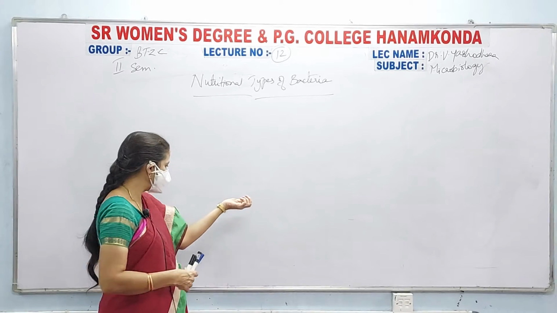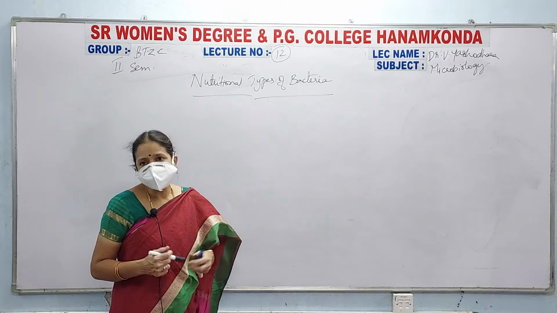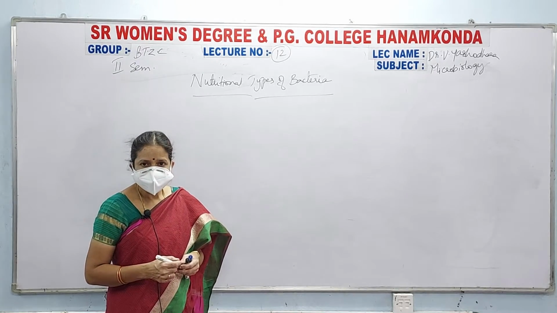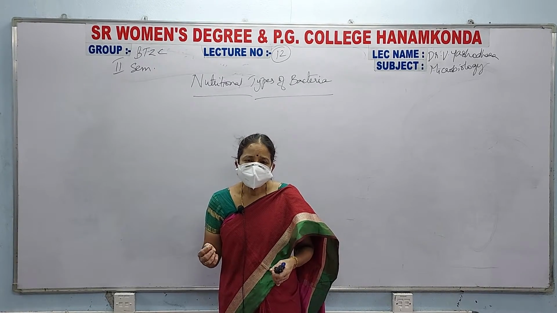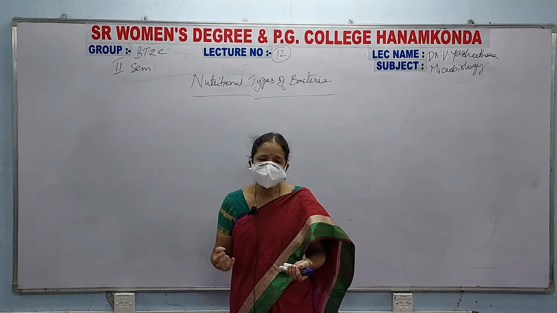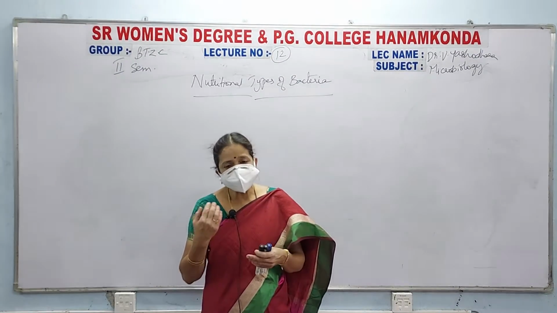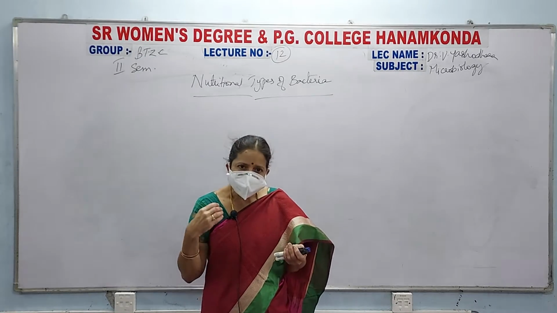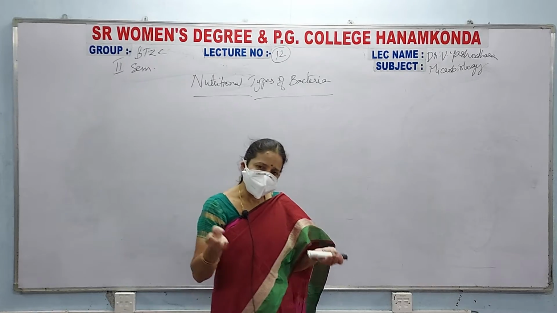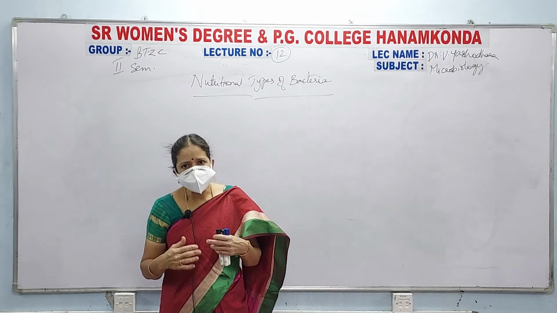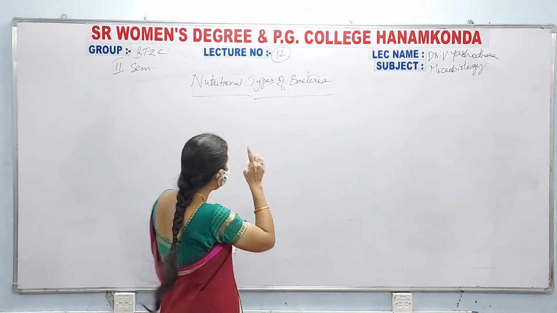What are nutritional types of bacteria? See here, the bacteria which feed on nutrition. It requires organic nutrients, inorganic nutrients. From where can it synthesize? It can synthesize on its own. Some bacteria can synthesize the food on their own. Some are dependent on other microorganisms or other living organisms for their food. That food itself is known as nutrition.